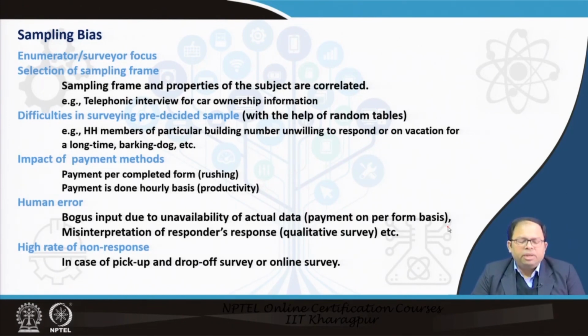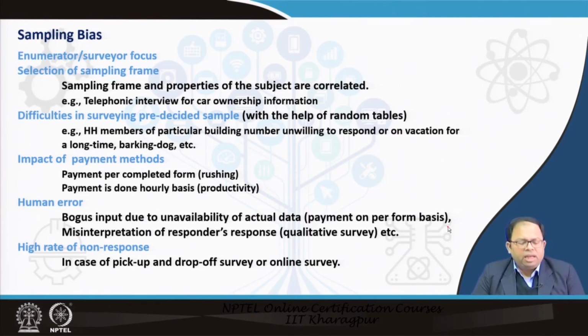And then there is human error. That means sometimes, maybe because of the payment basis, like it was based on form, people may just not do the actual survey but fill the survey with bogus data, which may lead to problems. So this is of course human error. And then some misrepresentation of responders' responses, particularly for qualitative surveys. When we are having a discussion, the surveyor may misinterpret what the person who is being surveyed is actually trying to say. So there may be some errors from that.